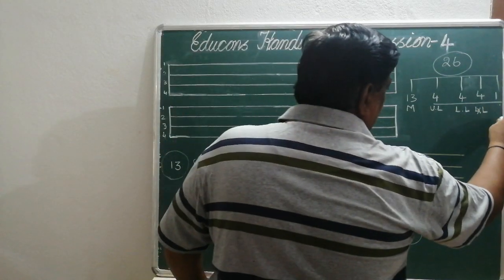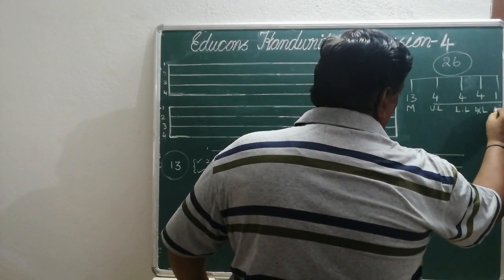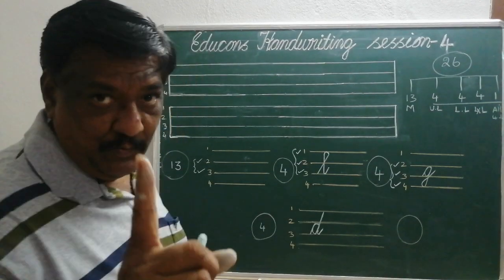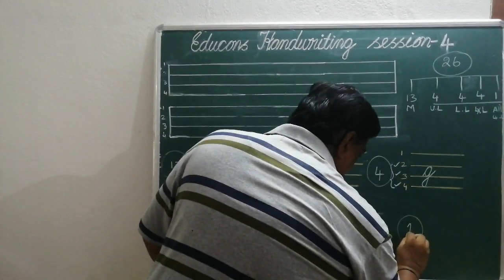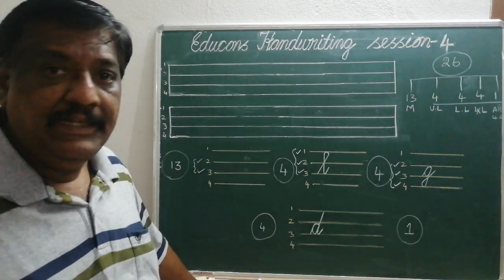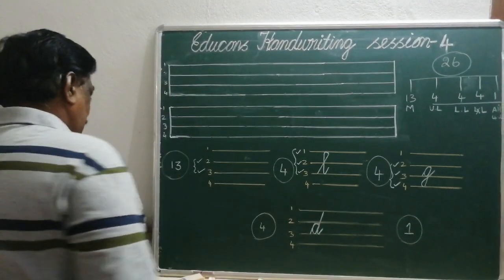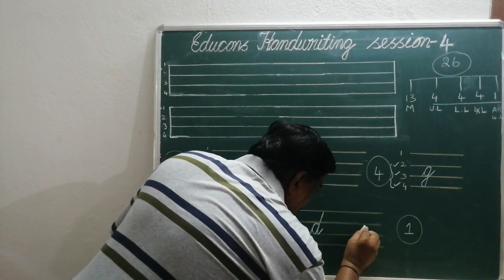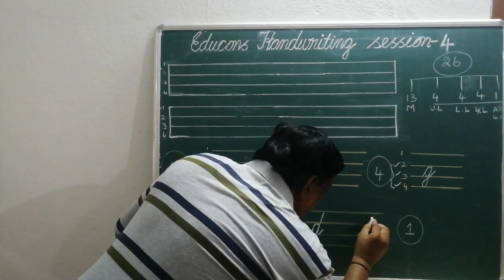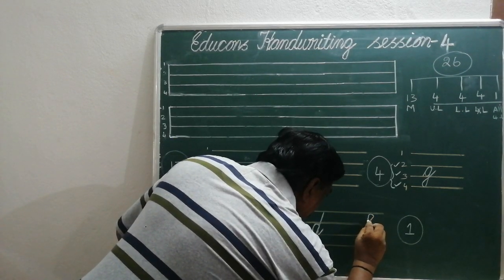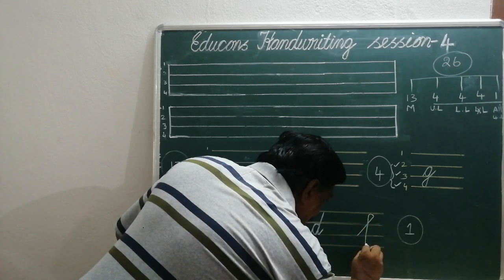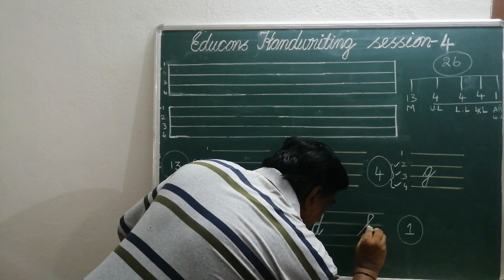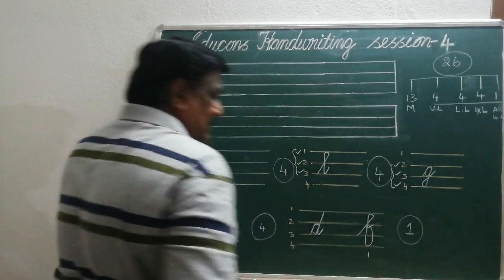And there is one letter which is touching all 4 lines. Okay, there is only one letter. That is letter F. I'll write it here. Just watch. Like L, but you have to come to the fourth line, make a bigger loop. This is only one letter.